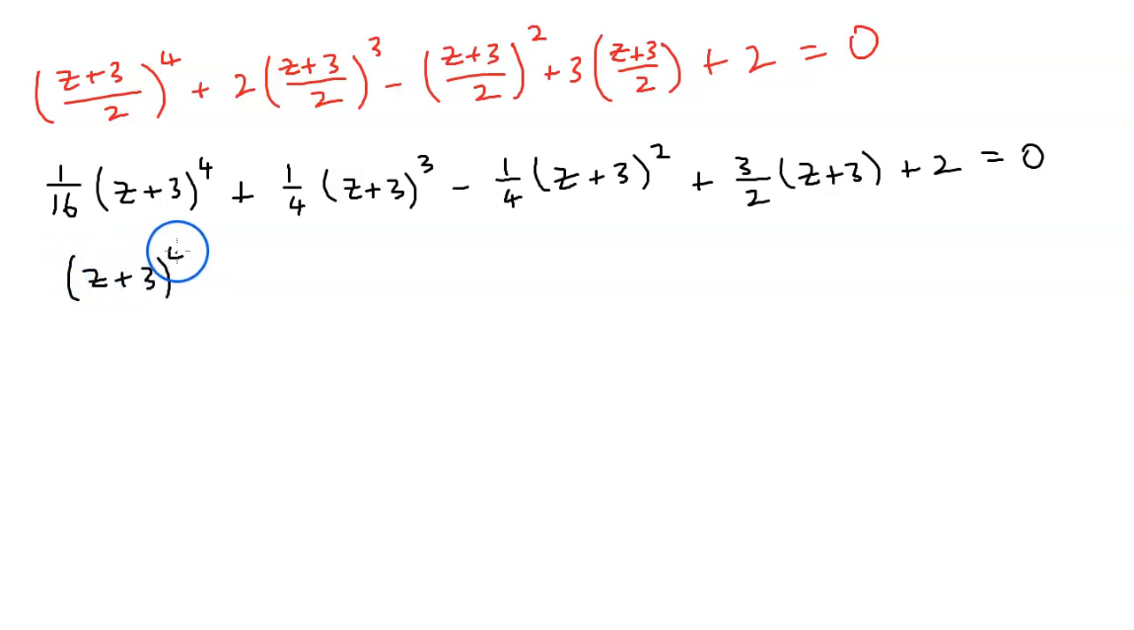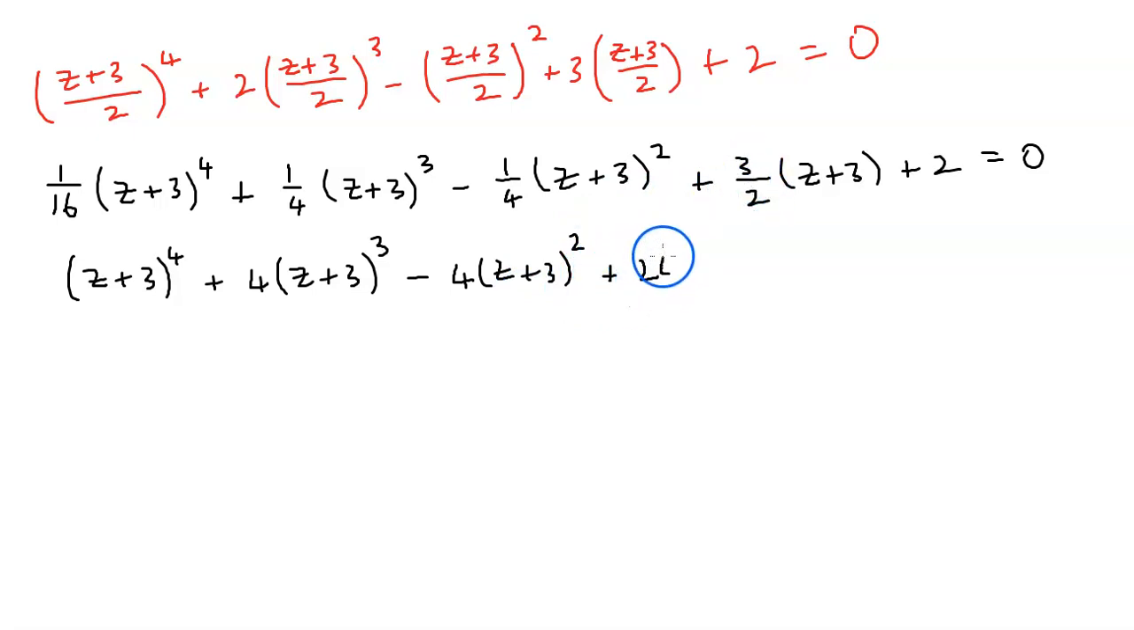So (z + 3)^4 + 4(z + 3)^3 - 4(z + 3)^2, and then plus 3 times 8, so 24(z + 3), and then 2 times 16, so plus 32 equals 0. Alright, and then from here use the binomial theorem to expand everything.